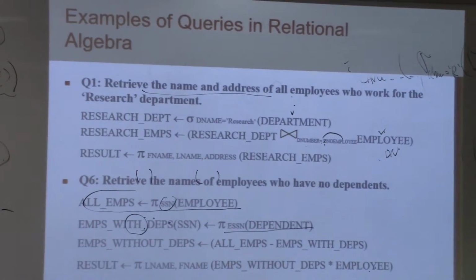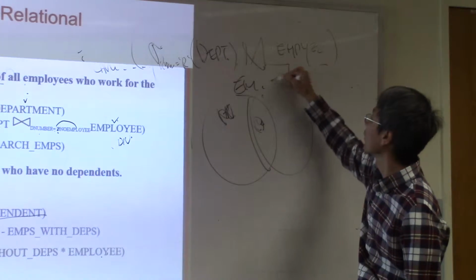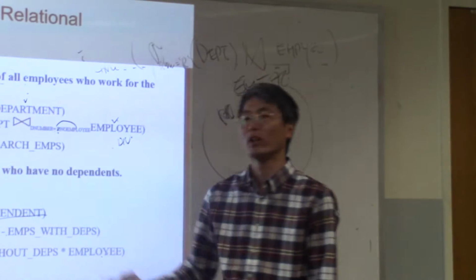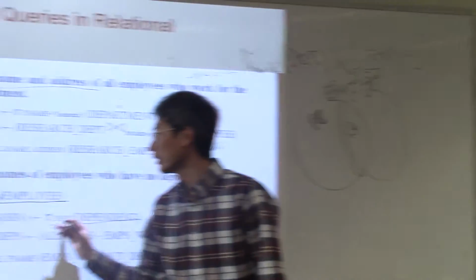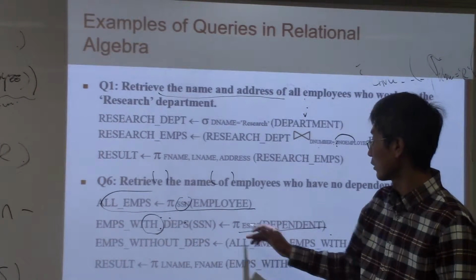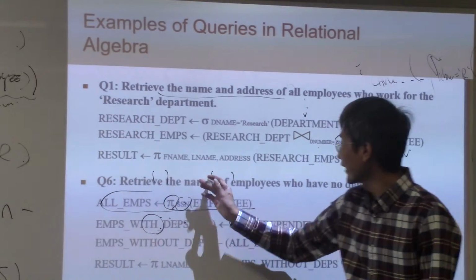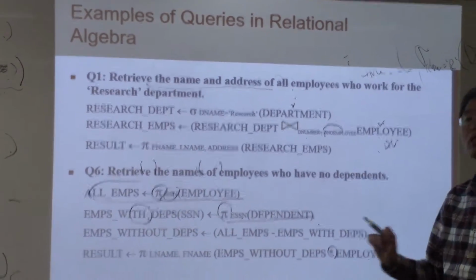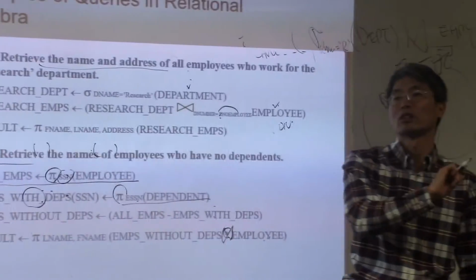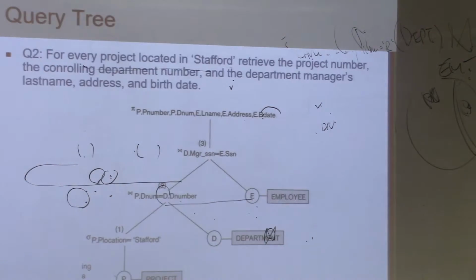This is the dependent. No dependent. So we can subtract: all employees minus employees with dependents. At that time, the types must be comparable. That is the reason only in this case we project SSN and ESSN. Then we need to retrieve the name. Because of that, we can apply the natural join, but I think we'd better use the join condition. That's more clear. This is the way.